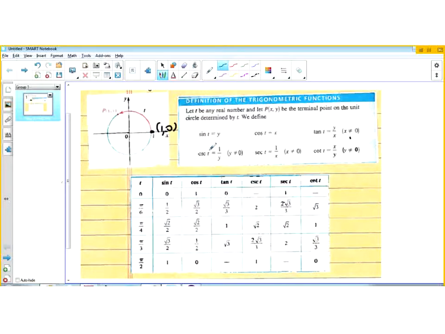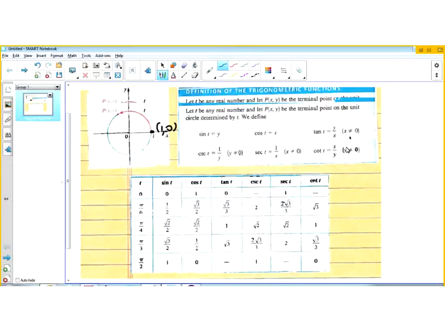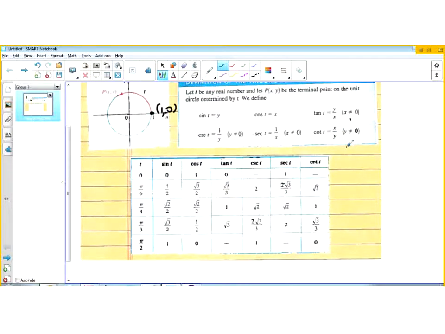Okay? Now, for the cosecant of t, since y is 0, okay, since y is 0, we can't do the division, so the cosecant of t equals 0 is undefined. Okay? The secant of t, which is just 1 over x, x being the abscissa of the terminal point, again is 1. And so the cotangent of t equals 0 doesn't exist because, again, x over y has y being 0. Okay, and so you can follow the rest of the entries in the table.